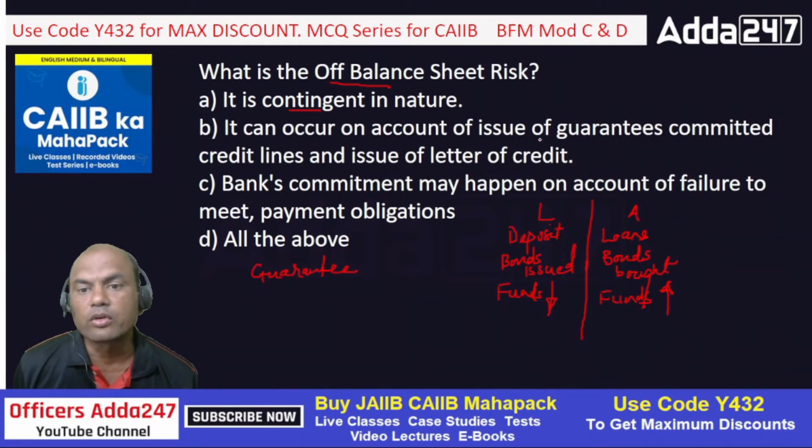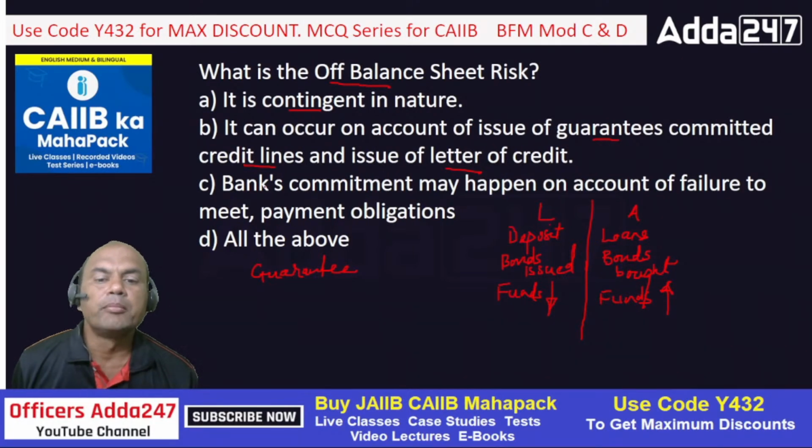It can occur on account of issue of guarantees, committed credit lines and issue of LCs, correct? So these are off balance sheet items: guarantees, credit lines and LCs. These are all the types of these off balance sheet items. Bank's commitment may happen on account of failure to meet payment obligations.